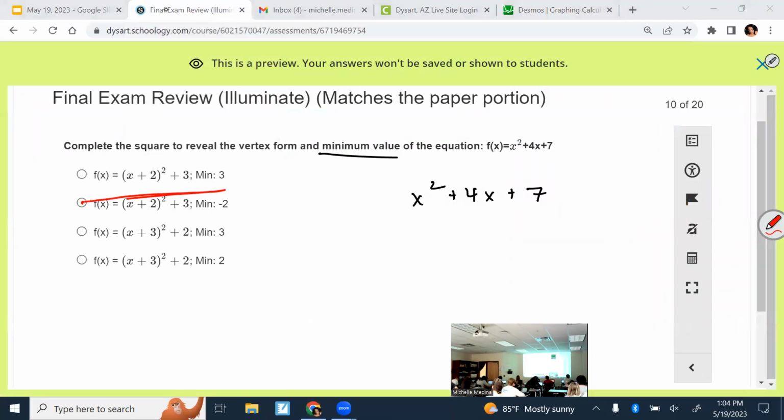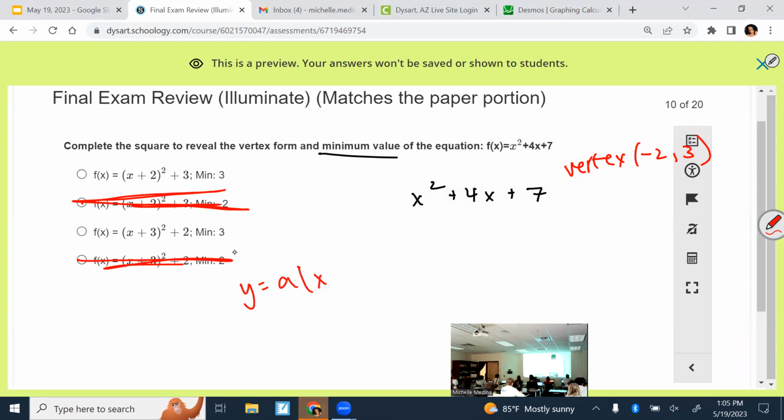So we can eliminate these two, because my vertex was (negative 2, 3). Now, these are written in vertex form. I will provide you the formula for vertex form, but I will not tell you how to use it on test day. Do you guys remember what letters of the vertex form make up your vertex? H, K. So looking at the numbers in that position, which one is more likely my answer?